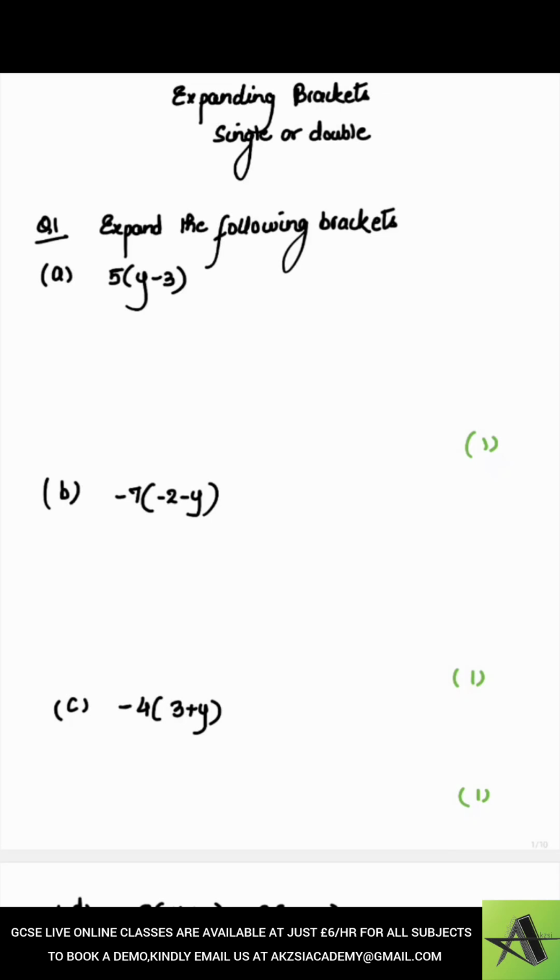Hello and welcome everyone. Today we are working on a worksheet focused on single and double bracket expansion.